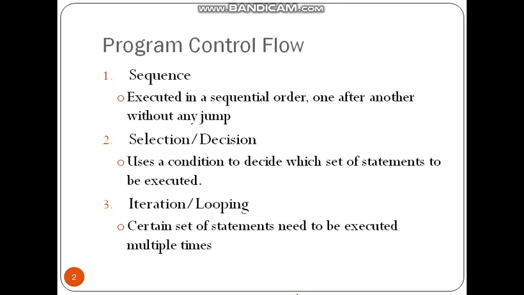So the first one we already know, that is sequential. Sequential method of execution means the statements are executed in a sequential order, that means one statement after another, like that. Then the second way is selection or decision. That means based on a condition the decisions are made. Based on a condition, a certain set of statements will be executed. It is multi-way branching also.